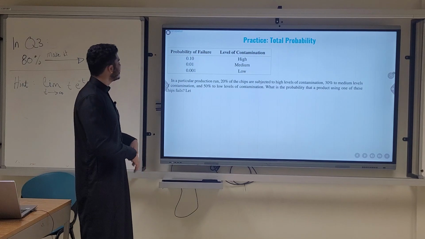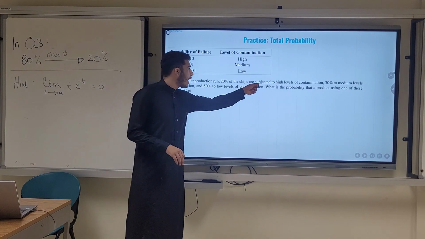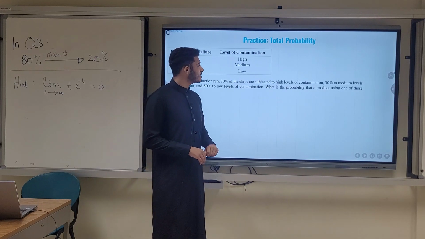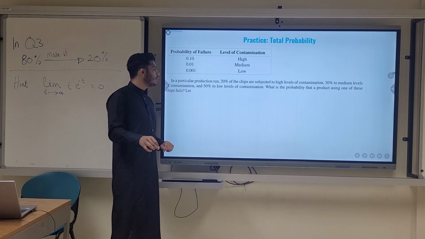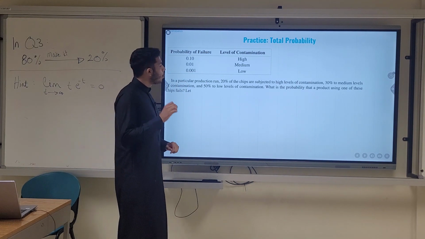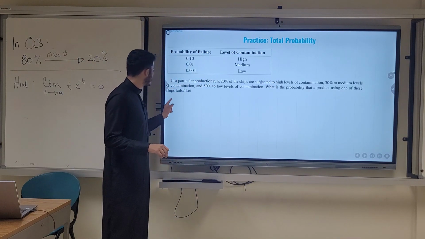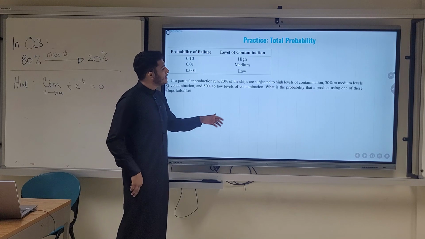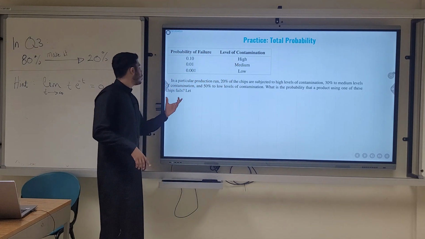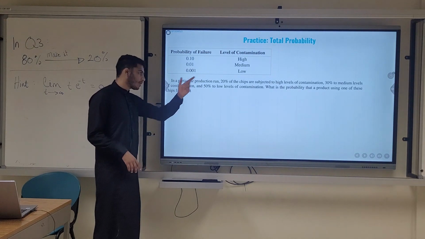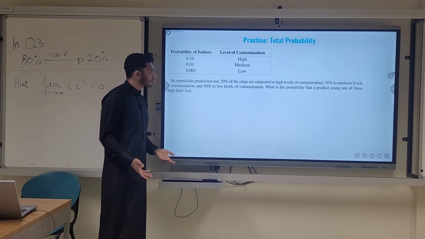The question says, in a particular production run, 20% of the chips are subjected to high levels of contamination, 30% to medium levels of contamination, and 50% to low levels of contamination. What is the probability that a product using one of these chips fails? So it wants the probability of failure of these chips. If they fail, the product fails. In simple terms, they just want to know the probability of failure for the chips.